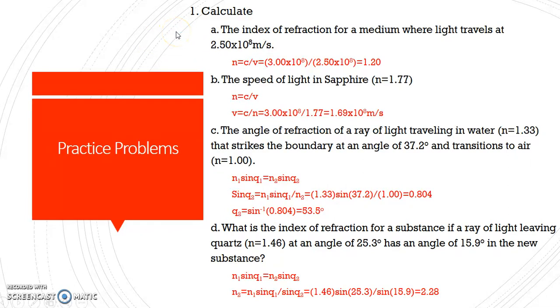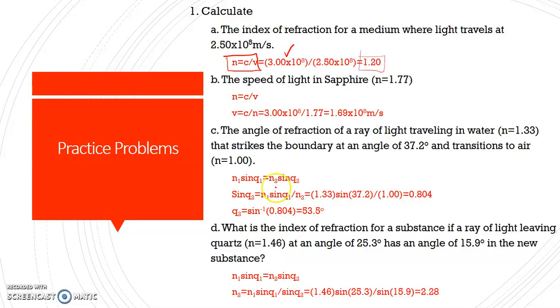The first one asks for the index of refraction for a medium where light travels at 2.5 times 10 to the 8th meters per second. So we're going to use this formula right here. Plug in what we know. Again, this is the constant number of how fast light travels. This is the medium where it was given to us in the problem. So all we do is divide those two numbers and we should get 1.20.